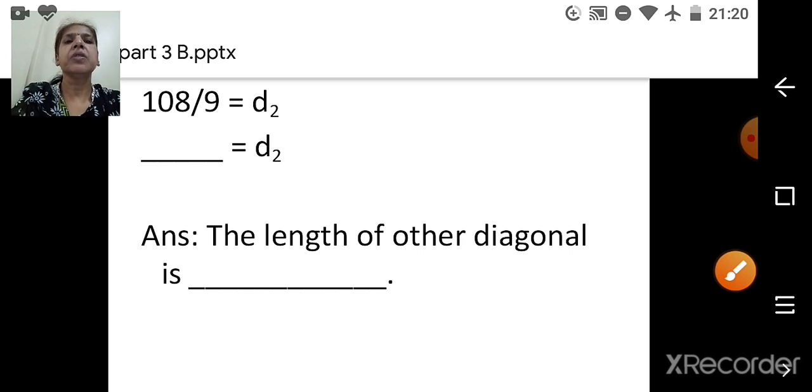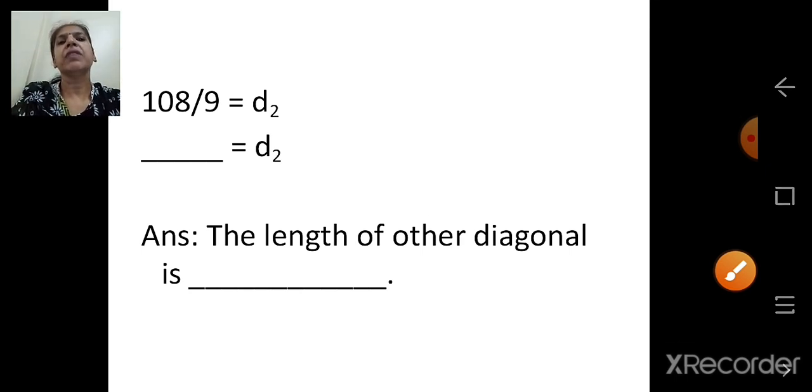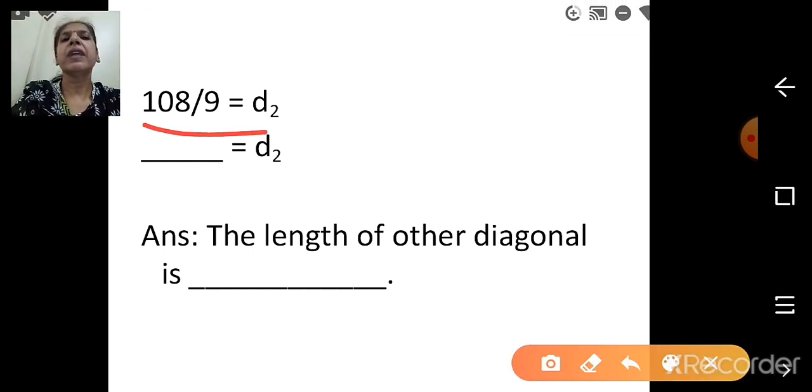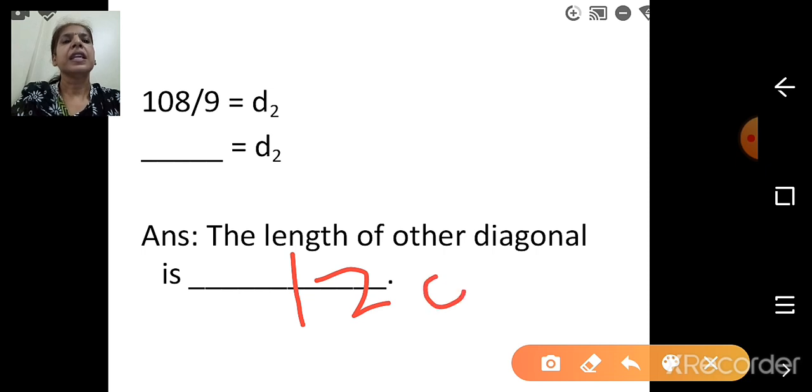Now D2, that is the other diagonal. What we will do? 108 divided by 9, because 9 will come to the other side of the equality, it will become divide. So 108 divided by 9. Now divide 108 by 9, children. The answer is 12. We know 12 nines are 108, so the answer is 12. So our other diagonal is 12 centimeters.